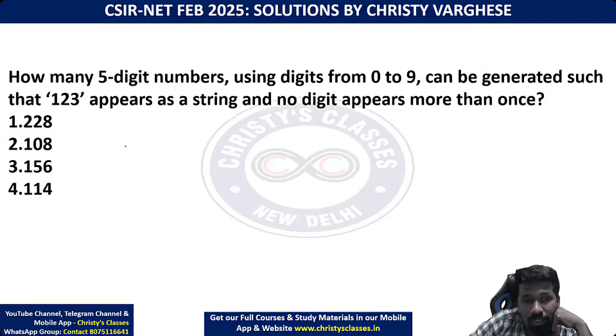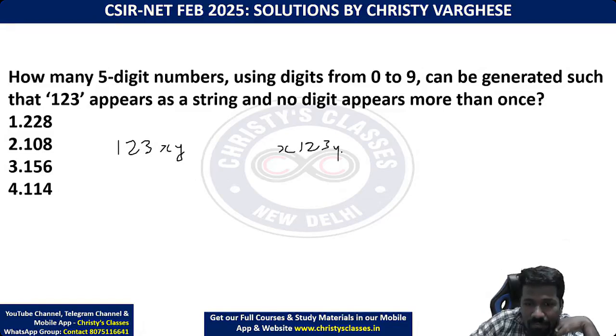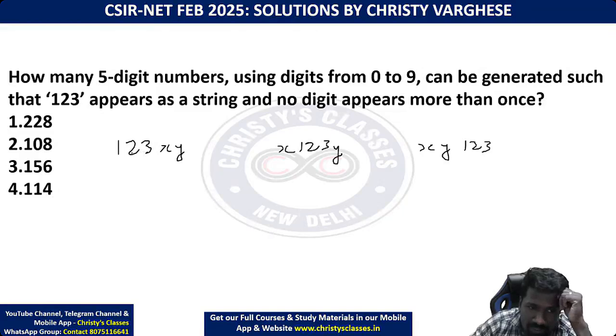1, 2, 3 as a string means 1, 2, 3 xy. xy means the remaining digits. x, 1, 2, 3, y. xy, 1, 2, 3. Yes, I will give you detailed notes as class notes after the topic is completed. So 1, 2, 3 xy, x 1, 2, 3 y, xy 1, 2, 3. These are the three possibilities.